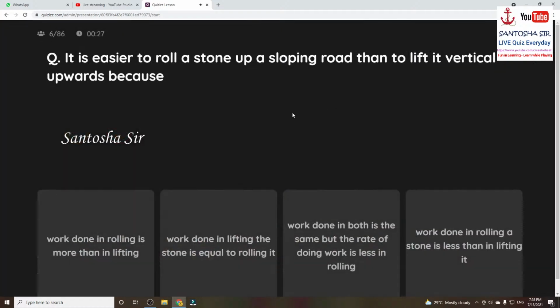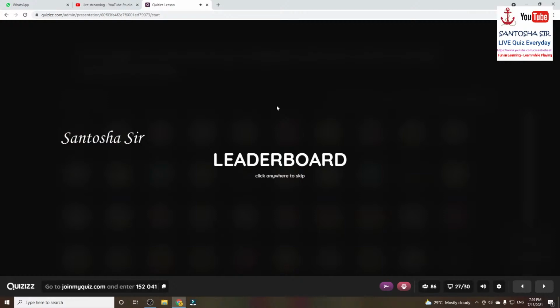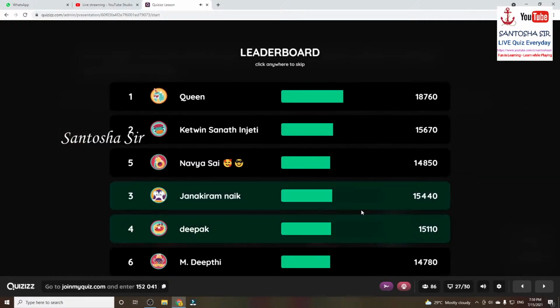It is easier to roll a stone up a sloping road than to lift it vertically upwards because work done in rolling is more than in lifting; more work is done in lifting the stone than in rolling it; work done in both is the same, but the rate of doing work is less in rolling; or work done in rolling a stone is less than in lifting it. Now, what lengthy options that we have. I'm sure you might have read it real quick with your eyes rather than your lips.